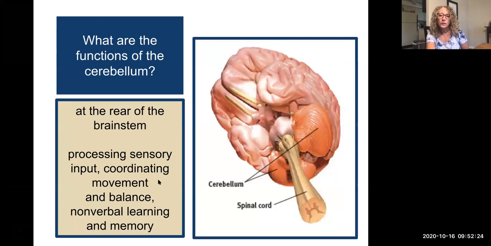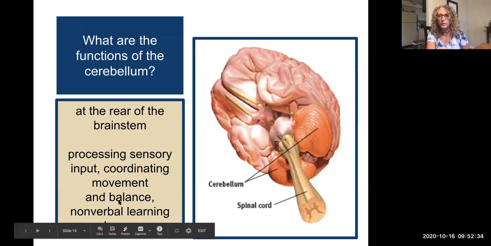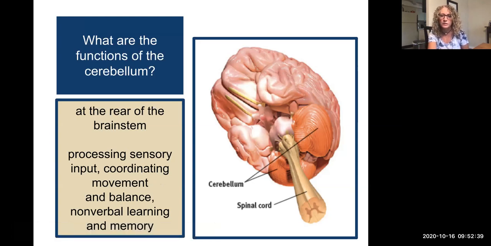All right. So I mentioned that there's this part called the cerebellum. The cerebellum is really important when it comes to movement and balance, nonverbal learning and memory. We're going to talk about that more in another unit. The main thing I want you to really understand for now is about coordinating movement and balance.